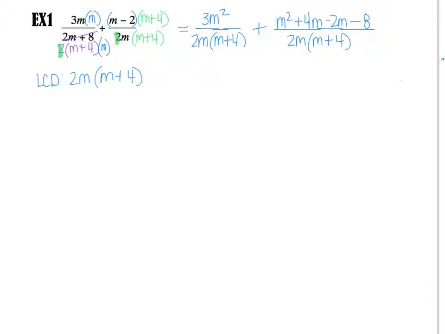All right, and I'm going to simplify this numerator a little bit further because I can simplify it. So it's really going to be, I'm just going to rewrite 3m squared over the common denominator plus, and this becomes m squared plus 2m because 4m minus 2m is 2m, over 8, and then the common denominator. Alright, so I've simplified it up.